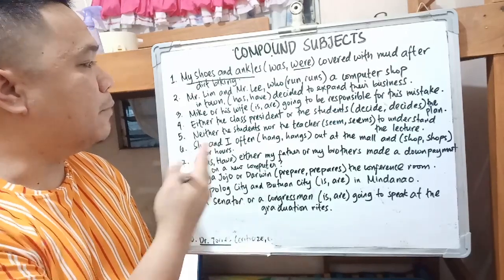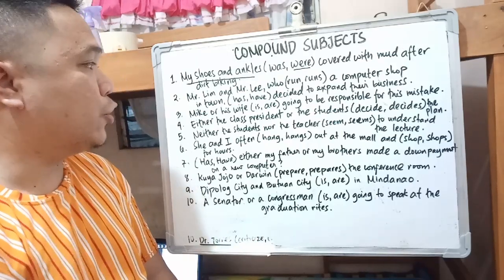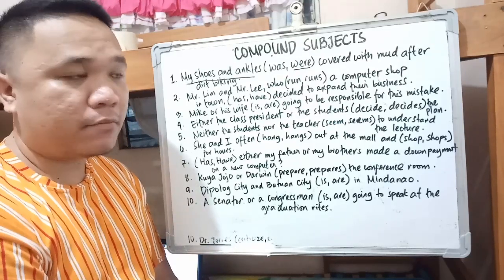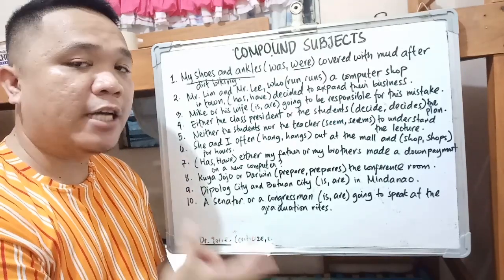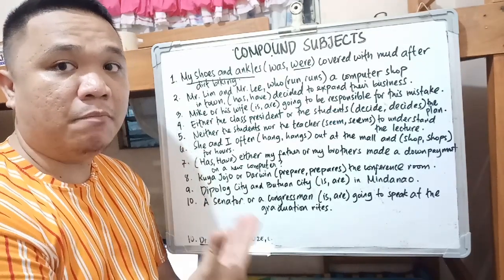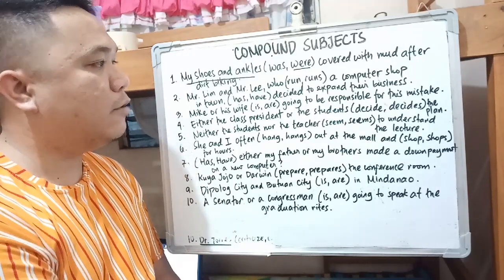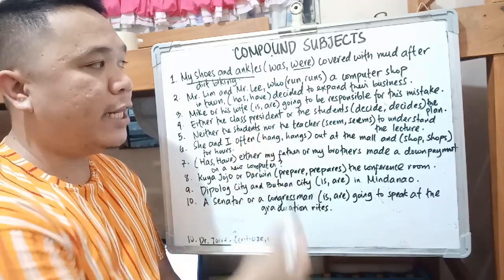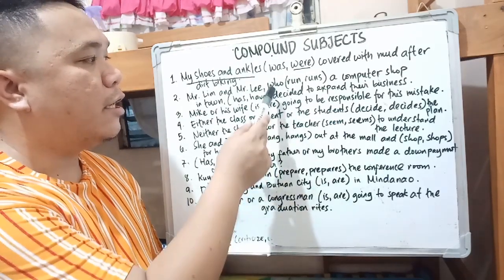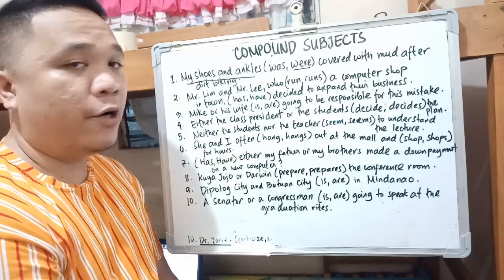Next, number 2. Mr. Lim and Mr. Lee, who runs a computer shop in town, have decided to expand their business. If you look at it, there are two subjects joined by the conjunction and: Mr. Lim and Mr. Lee. They are plural in form. Now, let's look at this one. Who is a relative clause, who referring to the two, Mr. Lim and Mr. Lee. Who runs.